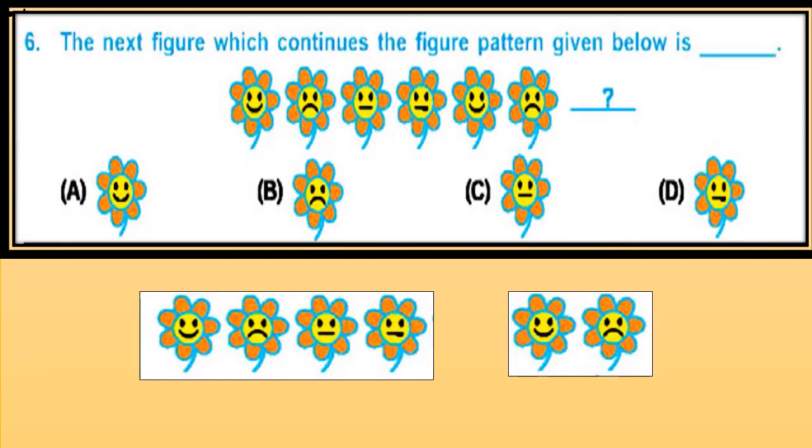Question 6. The next figure which continues the figure pattern given below is. So you have to choose the next figure which will continue the figure pattern. Now observe the figure pattern carefully. You will see that after 4 flowers the pattern is repeating. Now see the images below. Now it will be easy to choose which option will come next.